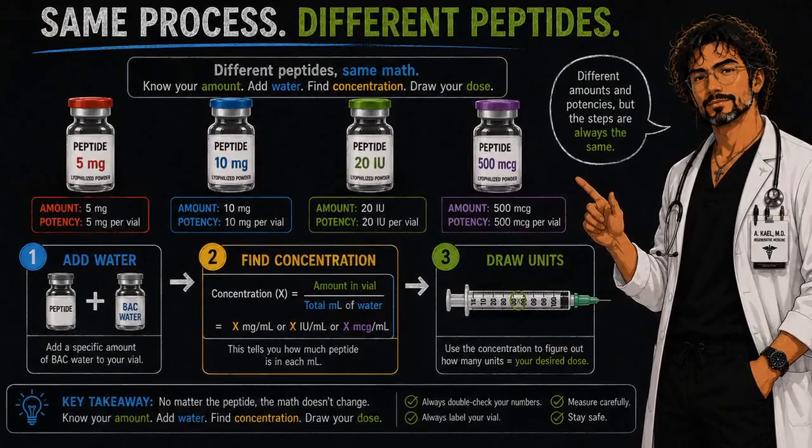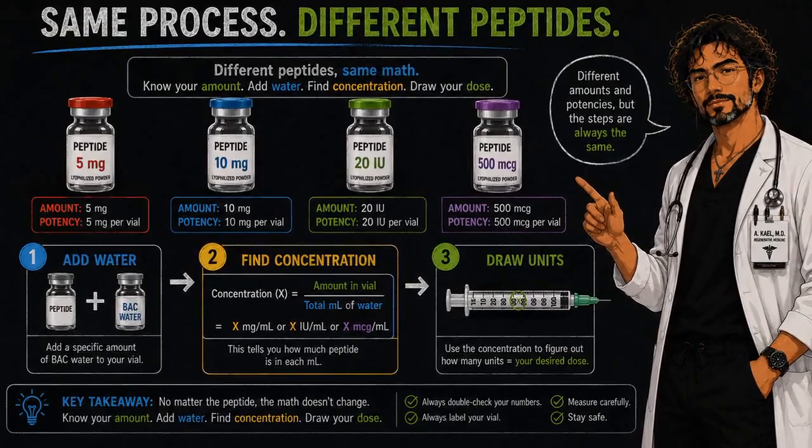Once you know your concentration, milligrams or micrograms per milliliter, you calculate how many units to draw on your insulin syringe to match your target dose. You draw that amount. You inject. That's the full process. Every step is arithmetic. None of it is guesswork. If you find yourself guessing, you've skipped something in the calculation, and you need to go back and find the missing number.